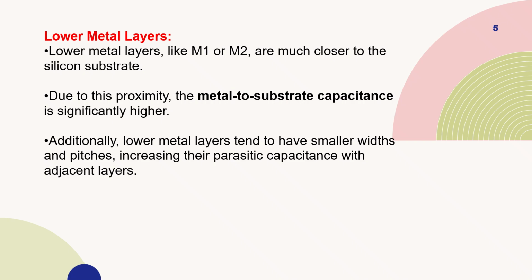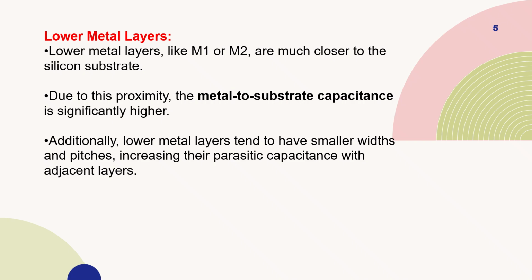Additionally, lower metal layers tend to have a smaller width and pitch, increasing their parasitic capacitance with adjacent layers. So if in an interview someone asks you why thickness and width are less for metal 1 as compared to higher metal or top metal, you have to answer that to avoid metal to substrate capacitance, we keep less width of metal for the lower metal.